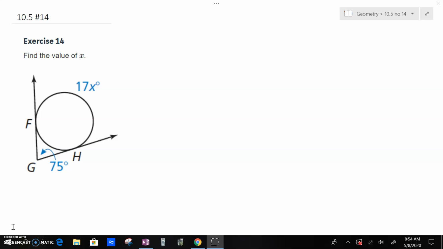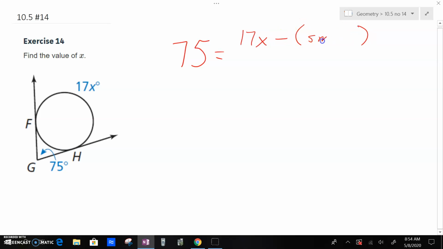So the equation we can set up when you have an angle on the outside is that angle equals the major arc, or the bigger arc, 17x, minus the smaller one, all over 2. And that's the basic structure for solving this. Then we just need an expression for the smaller one. It's not given to us in terms of x, so we have to use what we know about circles to get it.